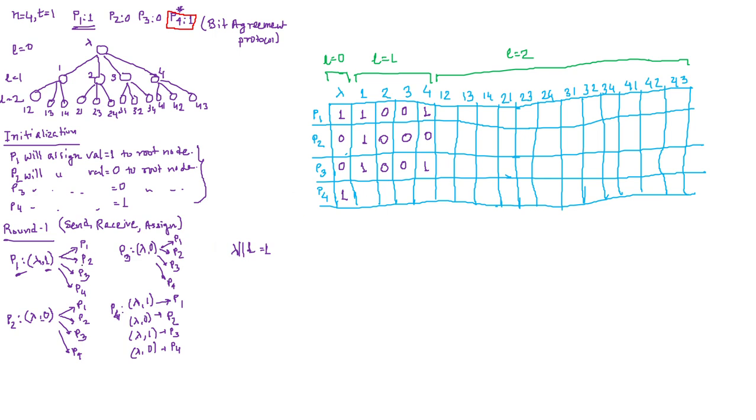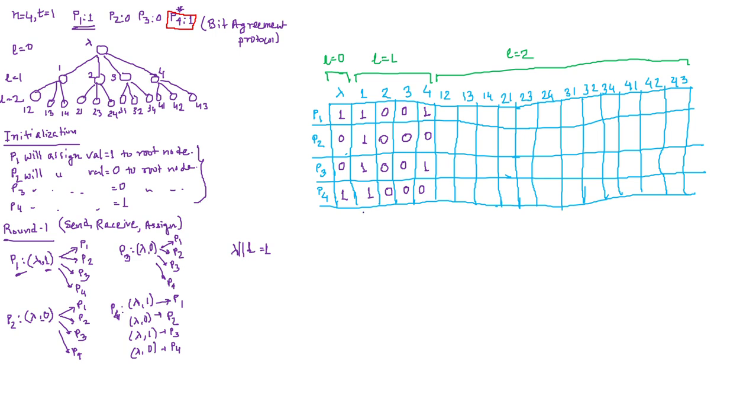Coming to P4, P4 receives lambda comma 1 from P1. So it assigns value 1 to the node with tag 1. P4 receives lambda comma 0 from P2. So it assigns value 0 to the node with tag 2. P4 receives lambda comma 0 from P3. So it assigns value 0 to the node with tag 3. And P4 receives lambda comma 0 from P4. So it assigns value 0 to the node with tag 4.